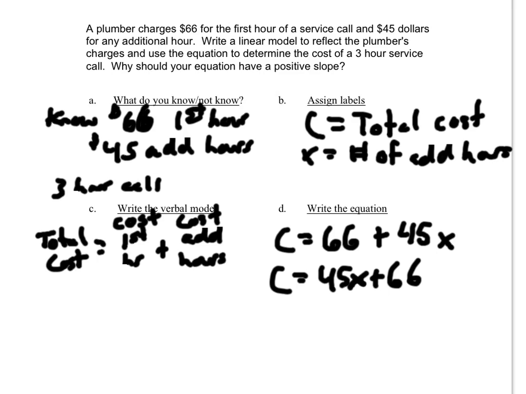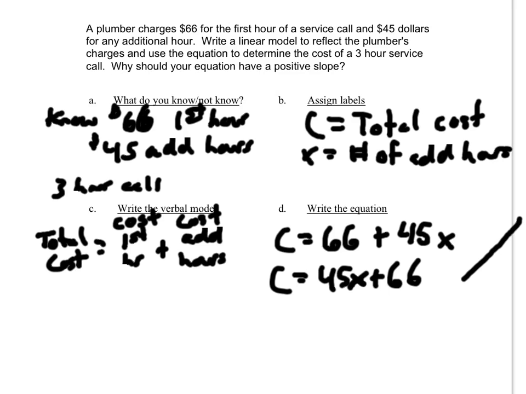Now, why should our equation have a positive slope? Well, think about this. If we were to graph this line, it's got to have a positive slope, means it's going to go up from left to right. And the reason for that is because if our line goes up from left to right, that means our cost is increasing for each hour. So the first hour is here, second hour is here, third hour is here, and so on. The cost should be going upward. So it should have a positive slope. If we're having to pay more money, the more time we go.